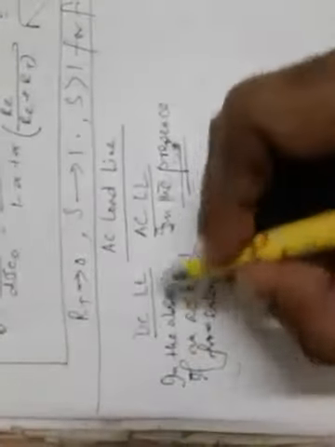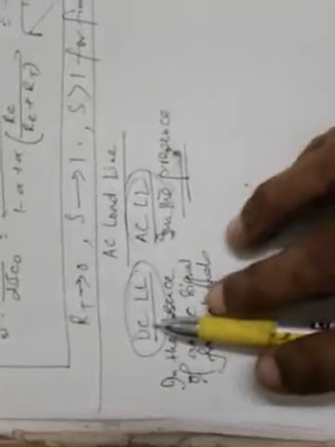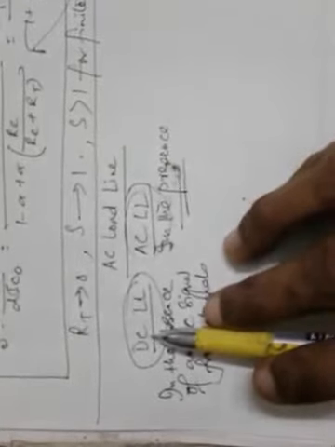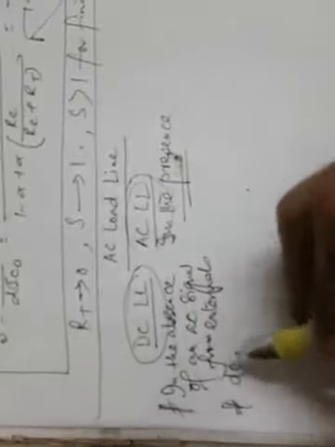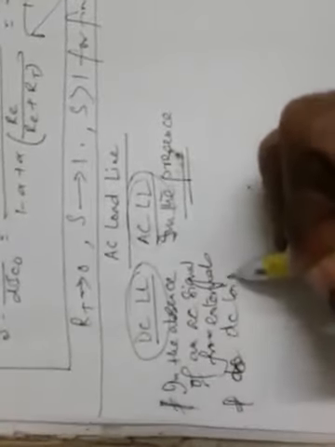That means DC load line, the idea is to fix up the Q point, that is the DC bias condition, but AC load line is to find out the AC. Another difference is DC load line is required to fix up the Q point, that means to stabilize the Q point and to fix up the DC bias condition. So that is another idea of drawing the DC load line. DC bias conditions we need to establish that.